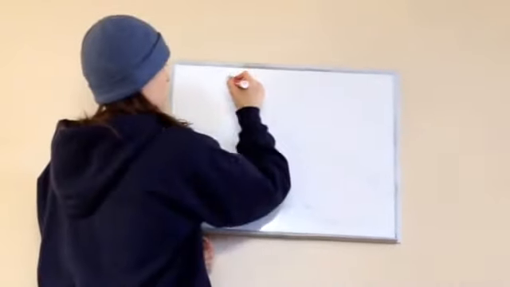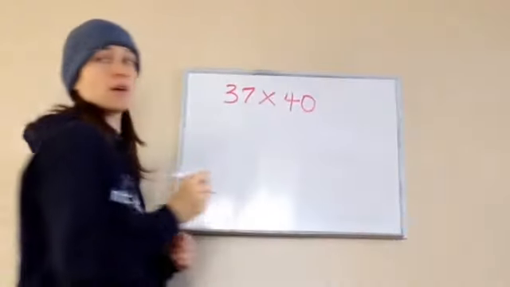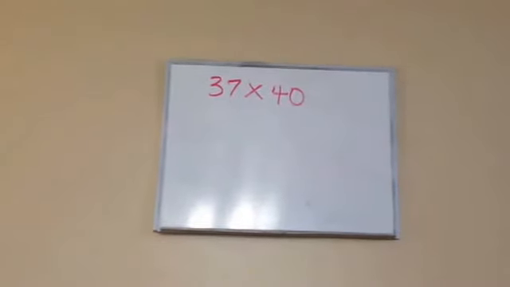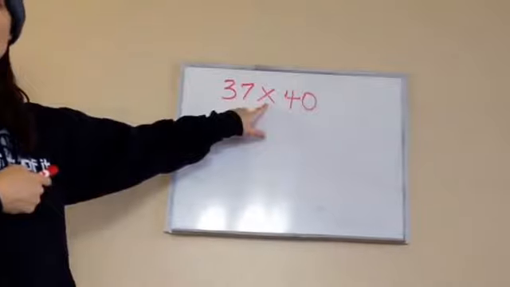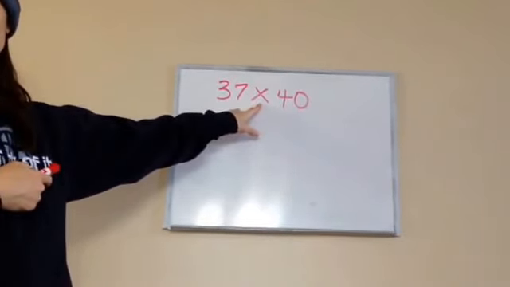Okay, let's try another one. I want you to do this one on your paper with me. Okay? This problem is 37 times 40. What am I going to do first, Eli? Is it add them? Nope. Multiply? Mm-hmm. So vertically? Yes.